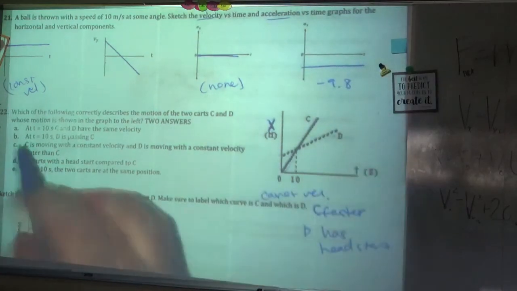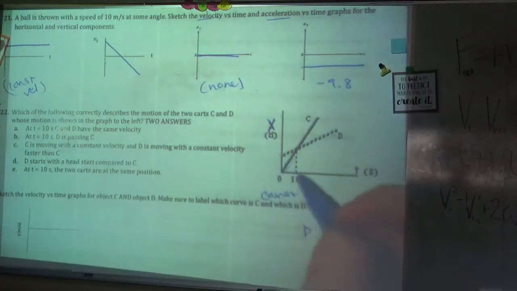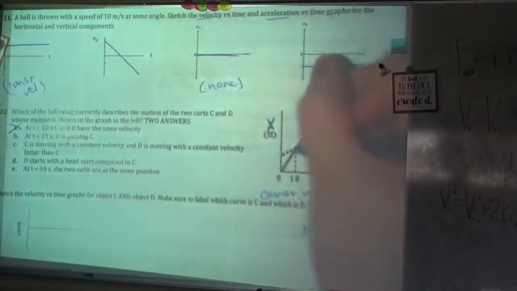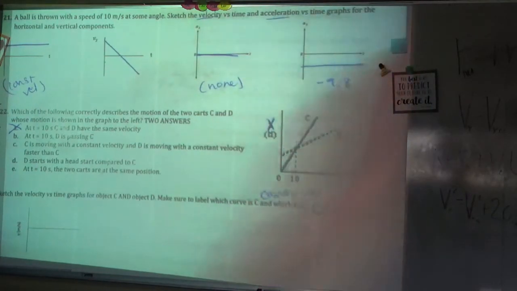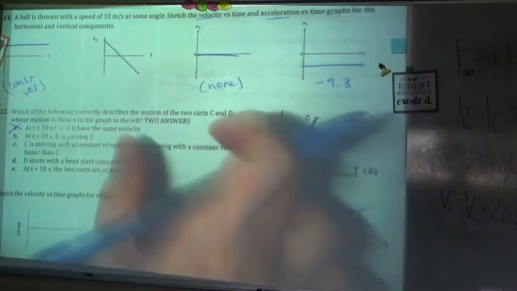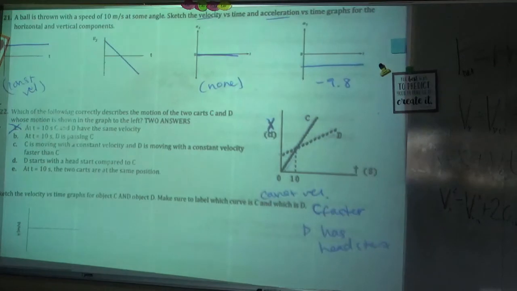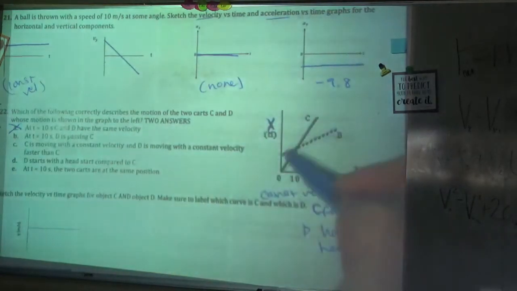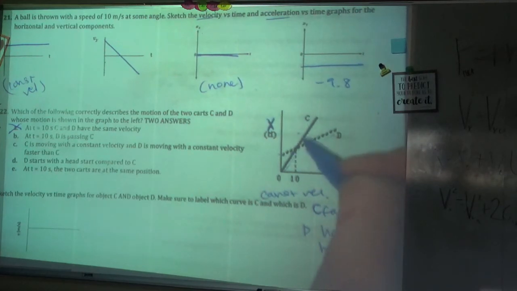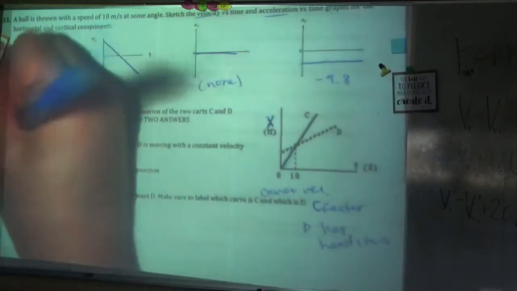So at 10 seconds, C and D have the same velocity. No, that is not true. They're just at the same position. That's not the same thing. They have different steepnesses, which is velocity for the position graph. At 10, D is passing C. Nope. C is the one that is passing D because before it was behind, and then after that time, it is now in front, so no.